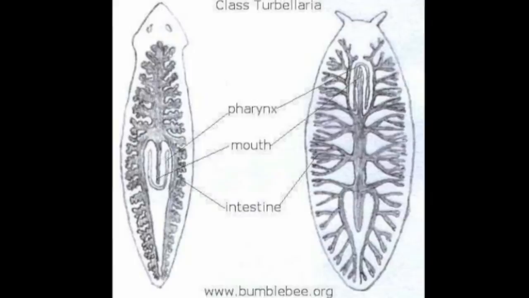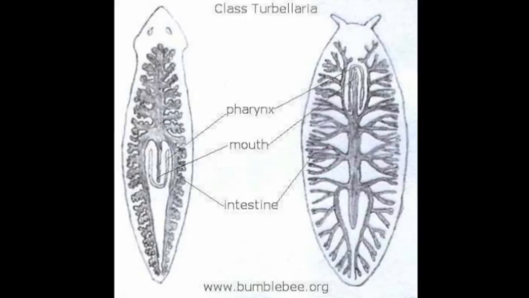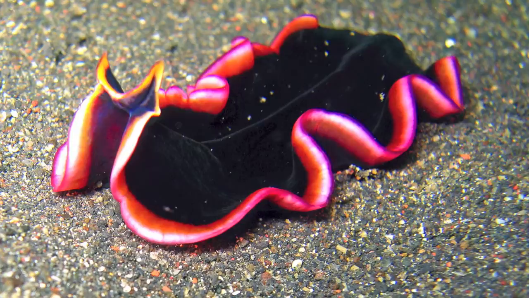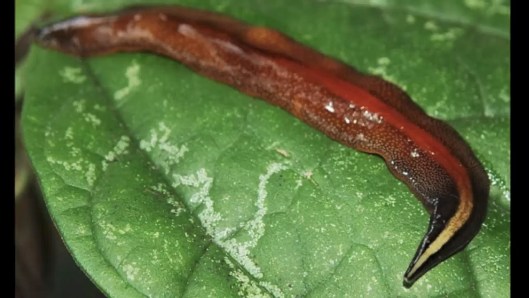Because of the lack of any other body cavity, in larger flatworms the gut is often very highly branched in order to transport food to all parts of the body. The lack of a cavity also constrains flatworms to be flat. They must respire by diffusion, and no cell can be too far from the outside, making a flattened shape necessary.